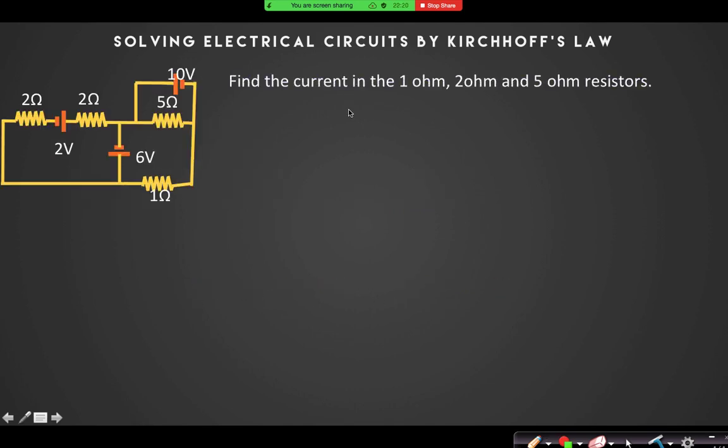Now that is an electrical circuit. Find the current in all the branches. Actually, you have to find the current. Let us assume current in this branch is in this direction, I1. In this branch is I2. And this branch is I3.